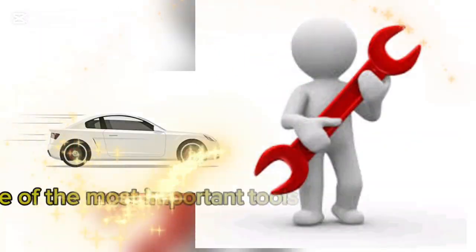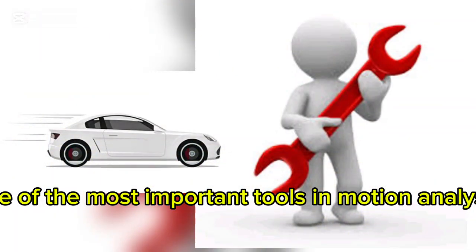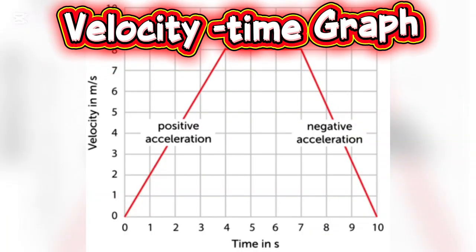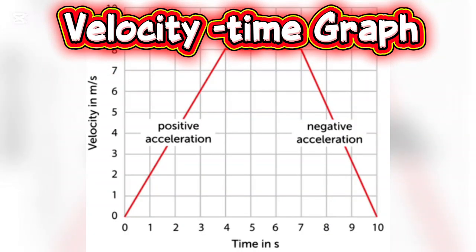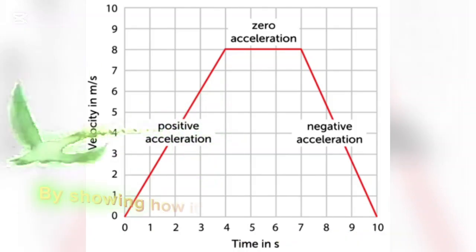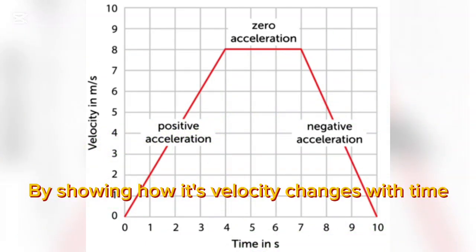Today we are exploring one of the most important tools in motion analysis, the velocity time graph. A velocity time graph gives us a visual representation of an object's motion by showing how its velocity changes with time. The graph plots velocity on the y-axis and time on the x-axis. The slope on the graph represents the acceleration.